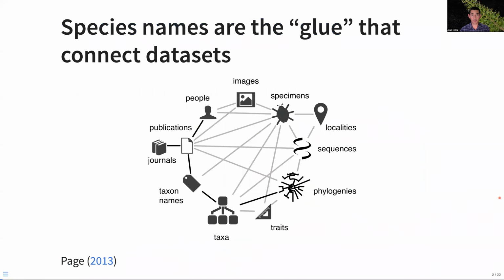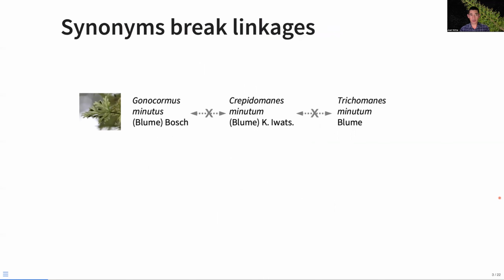So species names are the glue that connects datasets together, whether that be occurrence records, trait data, or DNA sequences. If we want to connect these together, that's generally done using species names. However, we run into a problem in the form of synonyms, or different names that apply to the same species, such as this one here, which I would call Cryptonomys minutum. But if different databases use different synonyms, then these linkages break and we can't connect the data together.